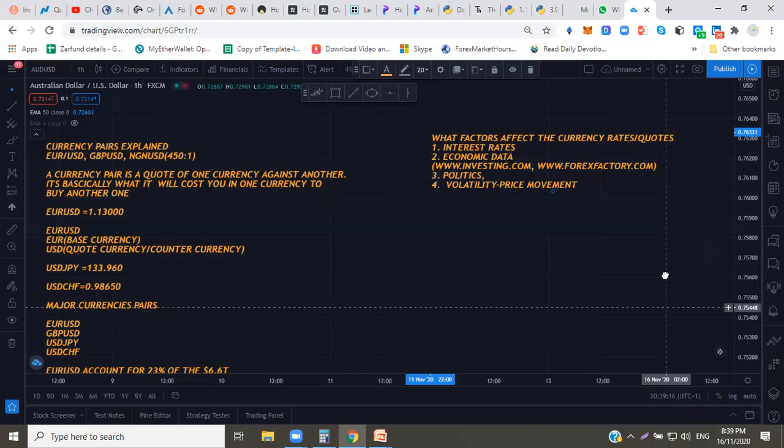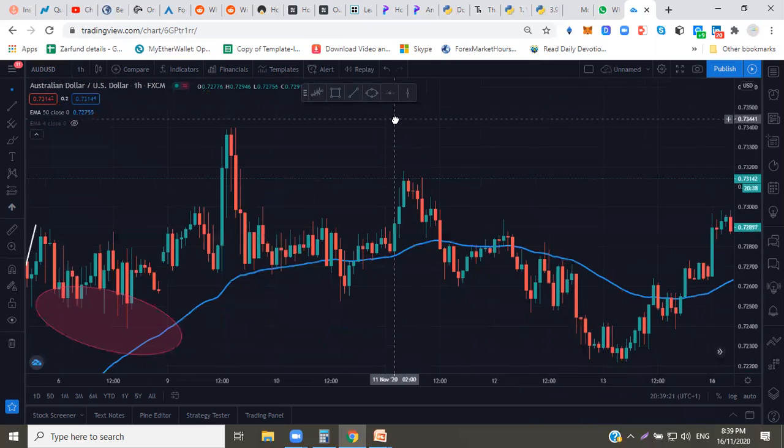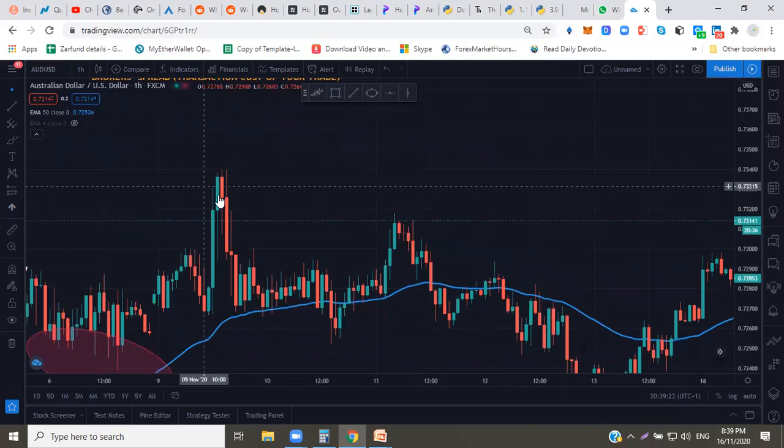For example, look at this now. Let me show you something. Do you see these movements right now? These black, green and red indicators are called candlesticks. We'll discuss them sometime later, but they are called candlesticks.